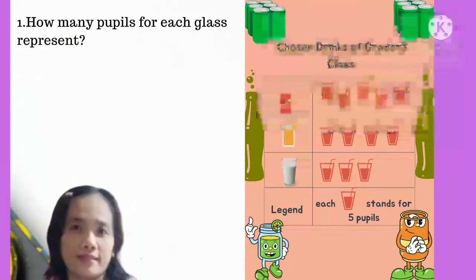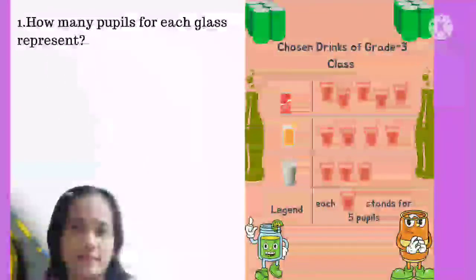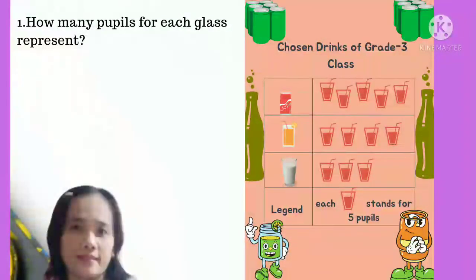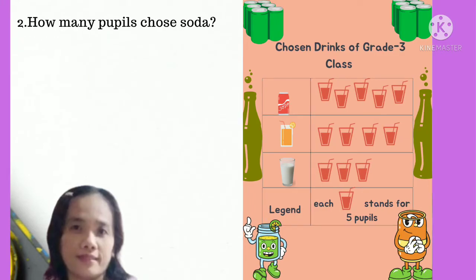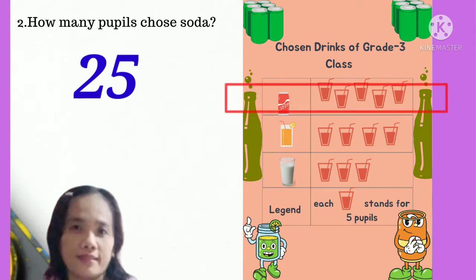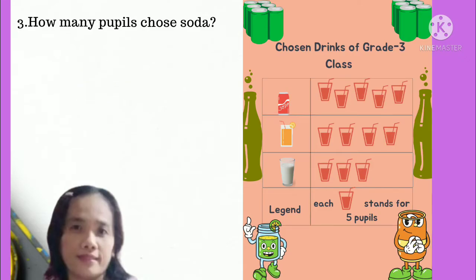Number 1. How many pupils does each glass represent? Did you answer 5? Correct, because the legend shows that each glass stands for 5 pupils. Number 2. How many pupils chose soda? Did you answer 25? Right, because under soda there are 5 glasses, which means that there are 25 pupils.